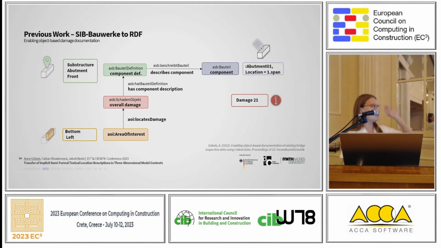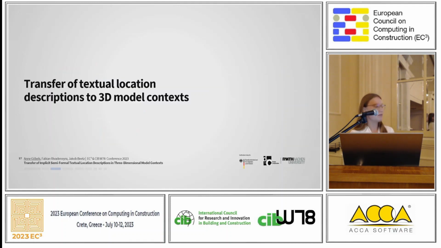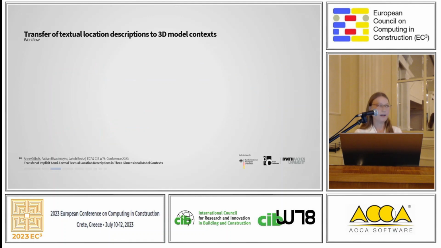So now we derived from that, by comparing abutment in front to some object which has the class abutment and the location first span, that we know now which component is really meant, and that enables an object-based damage documentation, so that we use the AOI ontology to know exactly which component is damaged semantically here. And that is now our basis for the process I will explain now.